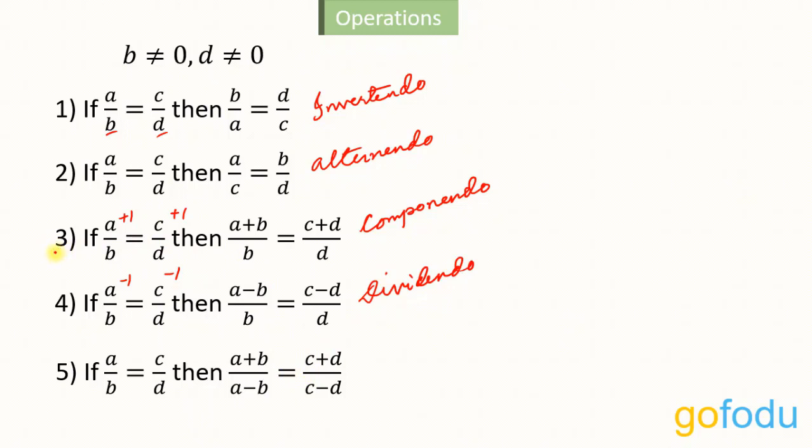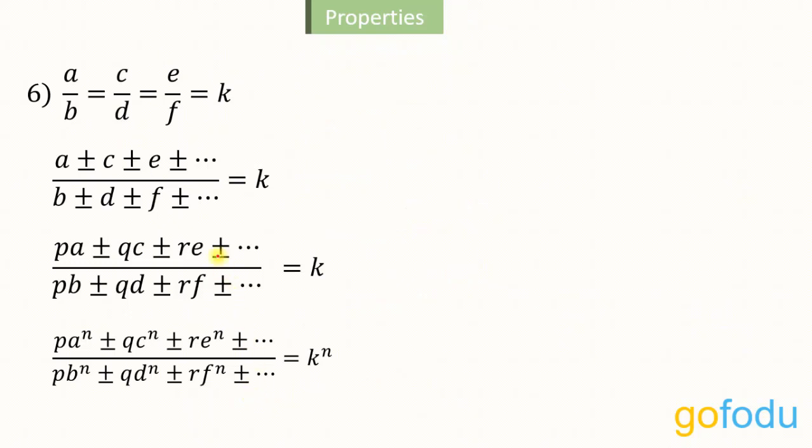And divide this third equation by this fourth equation and we'll get this fifth one. A plus B upon A minus B is equal to C plus D upon C minus D. This is componendo and dividendo applied together. So we have sum in the numerator and difference in the denominator. Moving on to the next property.